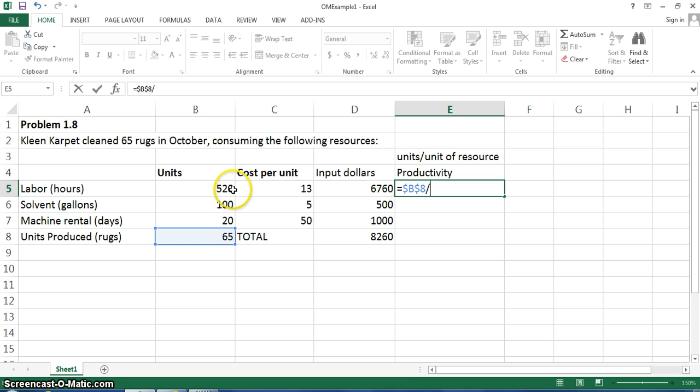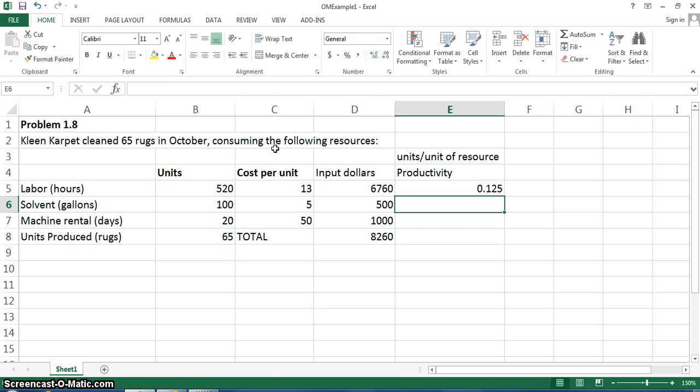I'll divide this by the units for each of the resource inputs. And I'll copy this formula down to each of the 3 resources, and that will give us our 3 productivity measurements. So labor productivity is 0.125 rugs for every labor hour.